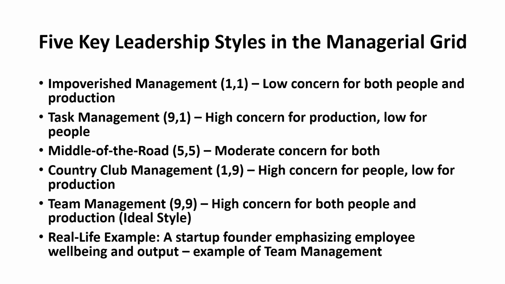1-9 country club management, high concern for people and low for production. 9-9 team management, high concern for both people and production. This is called ideal style. Say, for example, a startup founder emphasizing employee well-being and output is called team management.